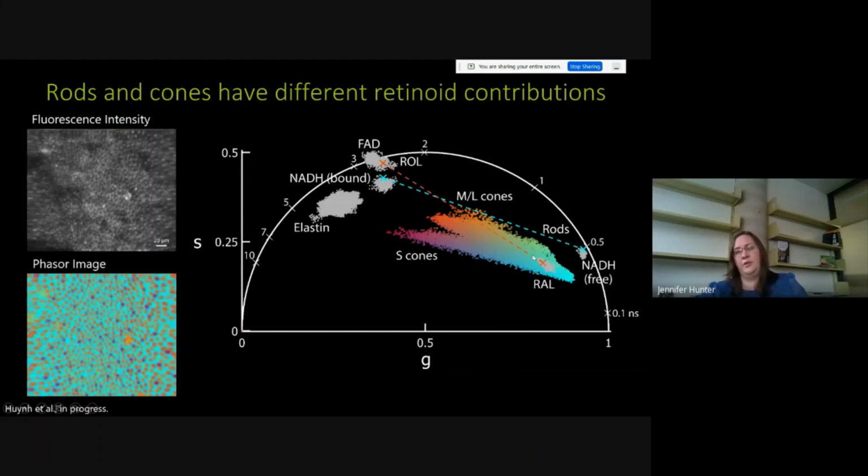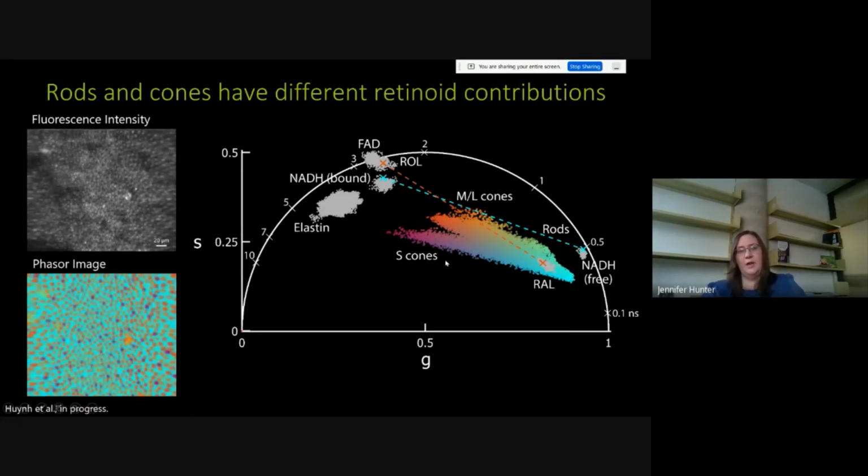But what we can also see is there's a shift between the rods and the ML cones. The relative concentrations, or contributions to the fluorescence, from the retinal and the retinol are different and shifting between the rods and the ML cones. And so we can start to look at how those might change in different situations.